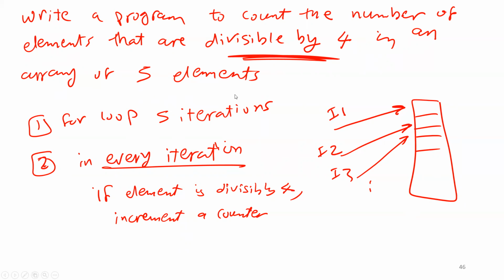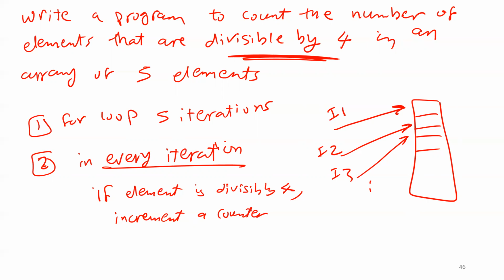So all you have to do, guys, again, this array has 5 elements. I have to read one by one element. So X is here. I'm going to read this element. I'm going to check is this element divisible by 4 or not. If it is divisible by 4, I'm going to increment the counter. If not, I'm not going to do anything. Then I'm going to go to next iteration. I'm going to repeat again.